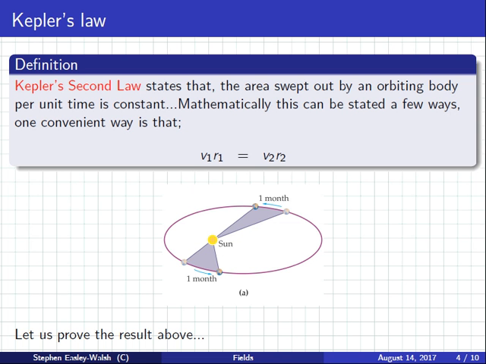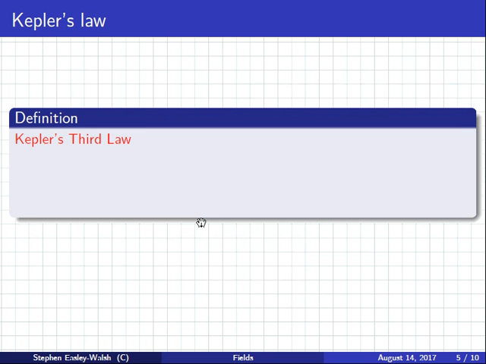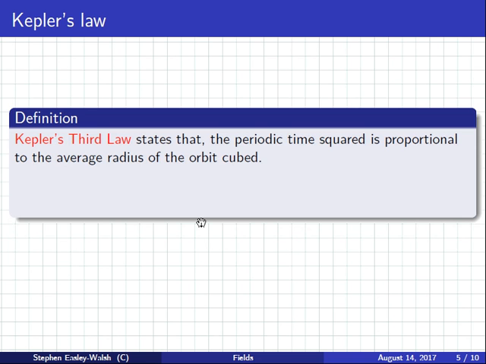So Kepler's third law states that the periodic time squared is proportional to the radius cubed. That is, T squared is proportional to R cubed. That is the relationship between the time and the radius.